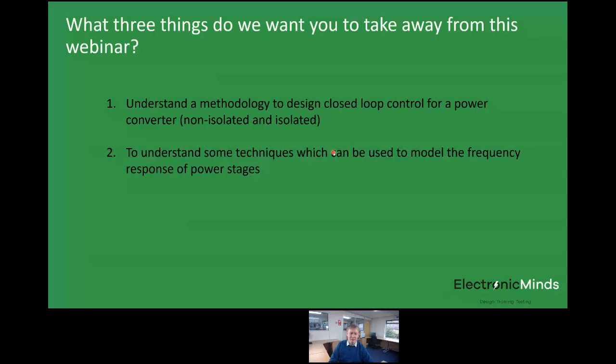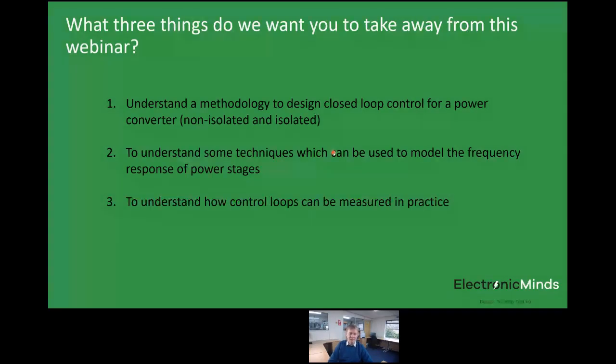Part of that methodology is understanding how to model the frequency response of power converters, because to stabilize them you need to know their frequency response. And I'm going to present today some techniques which can be used and give some examples of typical power converters and how we can go about then stabilizing those.